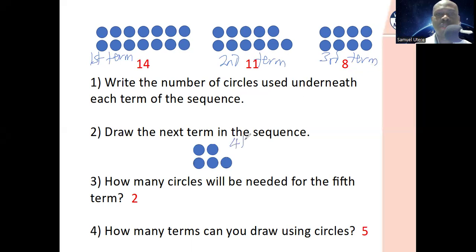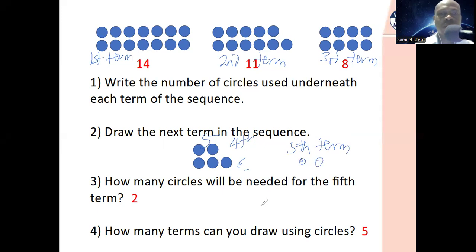So the fourth term is the next term of the sequence because we're already on the third term here, which is 8. So we're going to have 8 minus 3 should be 5. So we just need to draw 5 circles. Then number 3, you were asked how many circles will be needed for the fifth term. So if we're already on the fourth term, which is 5, if we take away 3, the fifth term will have to be 2. Okay, so the fifth term is 2. So we just draw 2 circles.